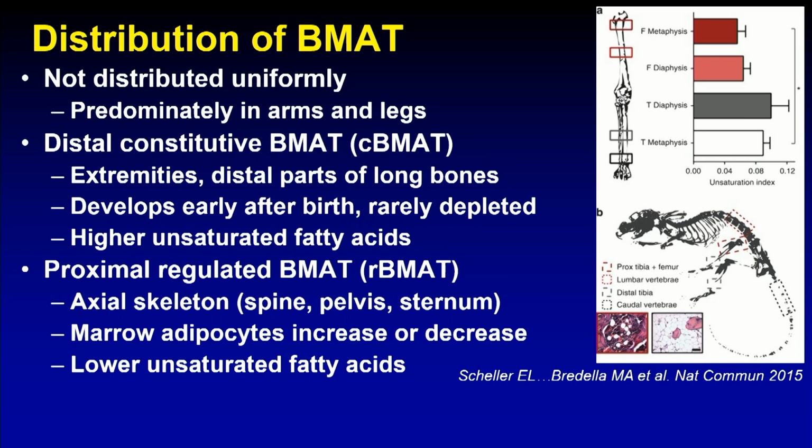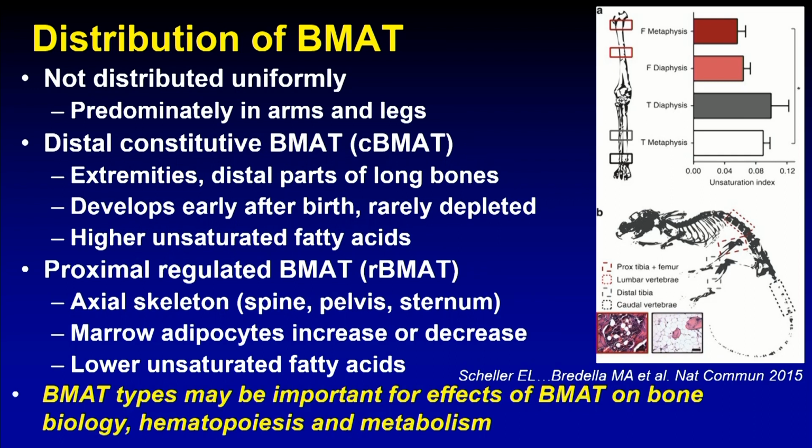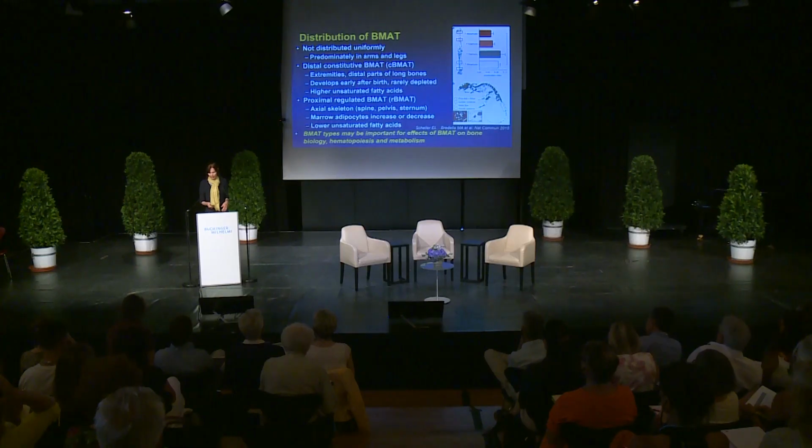And then there is the more proximal, we call it also regulated marrow fat, that's in the axial skeleton, the spine, in the proximal parts of the long bones, also in the sternum, pelvis. And these marrow adipocytes are very responsive to any stresses or nutritional challenges. They can quickly increase or decrease, and this has lower unsaturated fatty acids. And we think that these two types of marrow fat may be important for the effects of marrow fat on bone biology, but also hematopoiesis and energy metabolism.